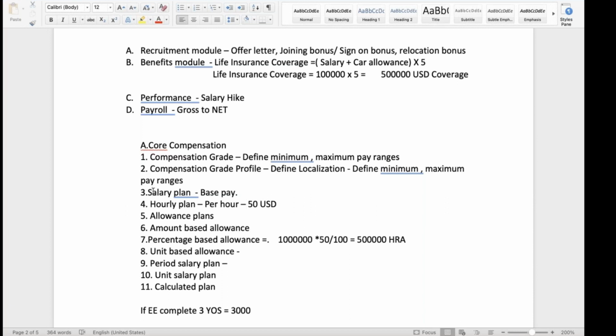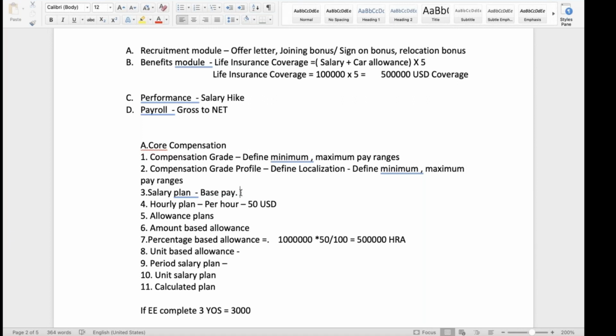Another thing we have to remember on the salary plan in Workday: if someone asks you a question, can we define amount, currency, and frequency at the salary plan level? The answer is no, you cannot define. Why can we not define?